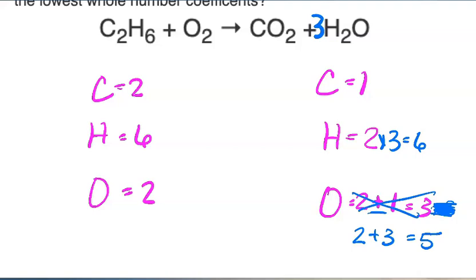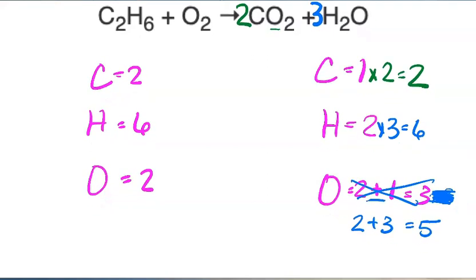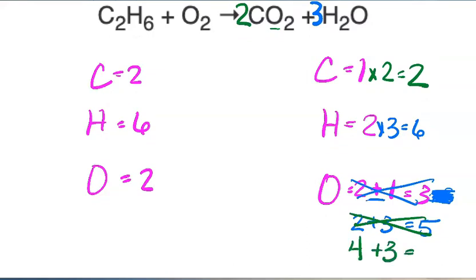So I want to change my carbons first because my oxygen's all over the place. So I want to bring my carbon up. If I do that, I can multiply this times 2, so I'll put a 2 there. I get a 2, but uh-oh, it's changing my oxygens. So I need to worry about that. 2 times 2 is 4, plus 3 is 7. Okay, so now my carbons work, my hydrogens work, but my oxygens don't.